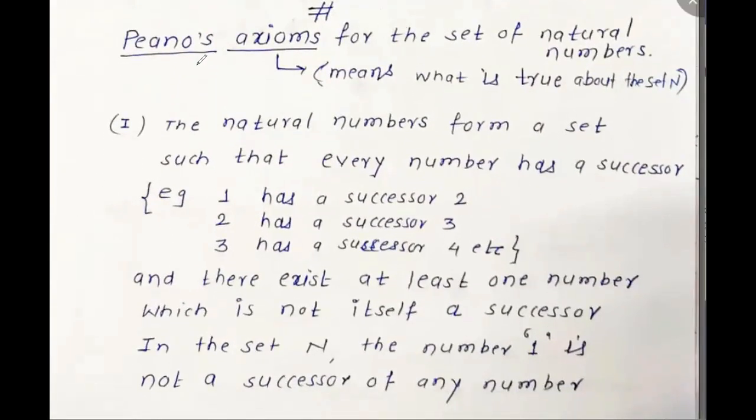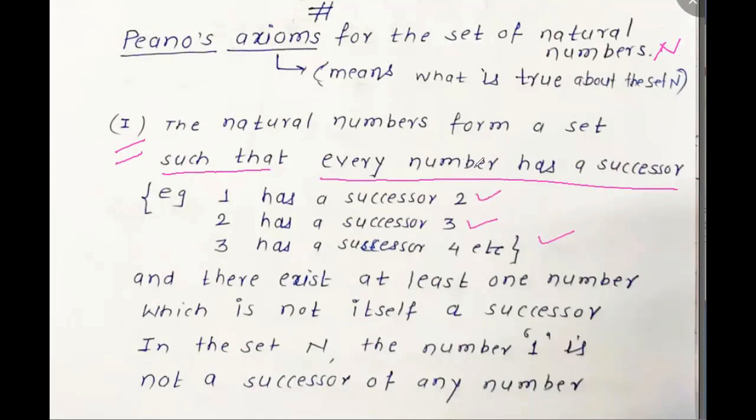Next, Peano's axioms. That means statements which are assumed to be true and need no proof. So Peano's axioms for the set of natural numbers N. The first axiom: the natural numbers form a set such that every number has a successor. So 1 has a successor, 2, 2 has a successor, 3, 3 has a successor, 4, and so on.